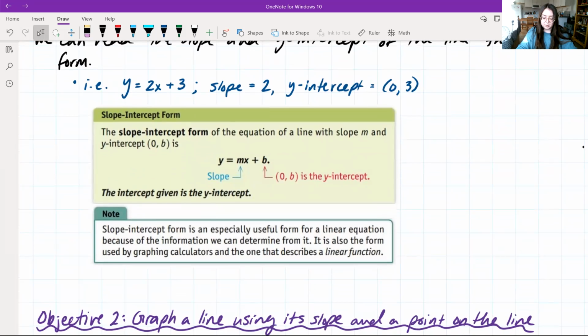So the slope-intercept form is an especially useful form for a linear equation because of the information that we can determine from it. If we can always rewrite an equation into our slope-intercept form, then we can tell right off the bat what our slope is going to be and what our y-intercept is going to be. So that's why we really like using our slope-intercept form. It is also the form used by graphing calculators and ones that describe a linear function. So normally when you describe a linear function, it will be given to you in your slope-intercept form. And whenever you use graphing calculators, this is the form it also likes you to put it in.